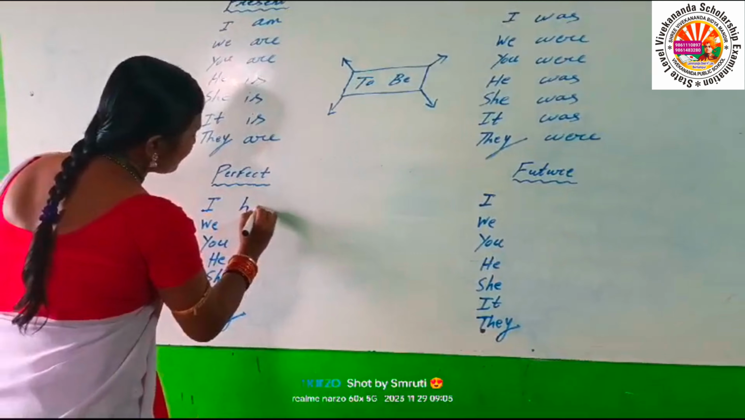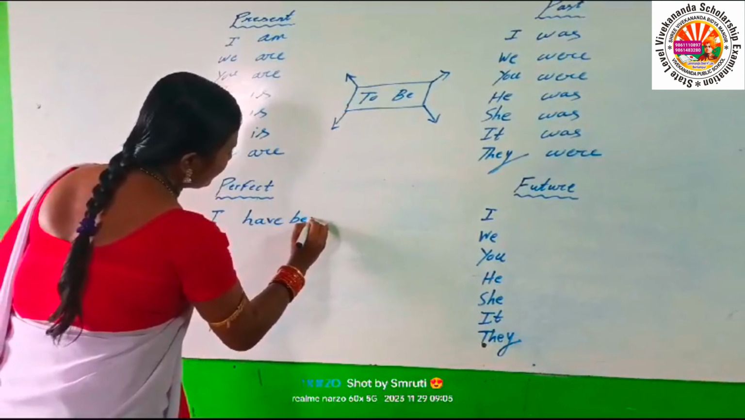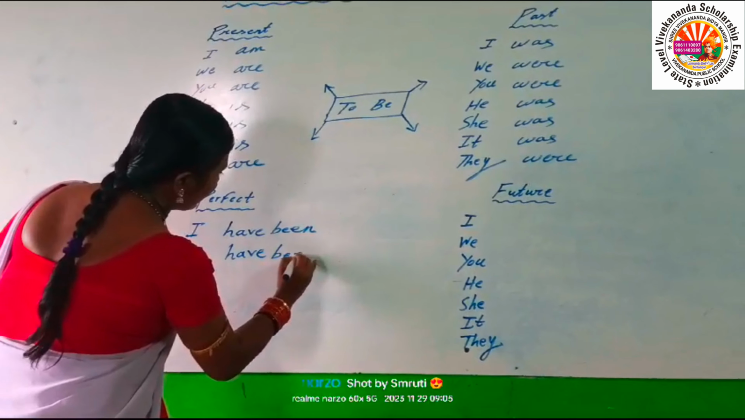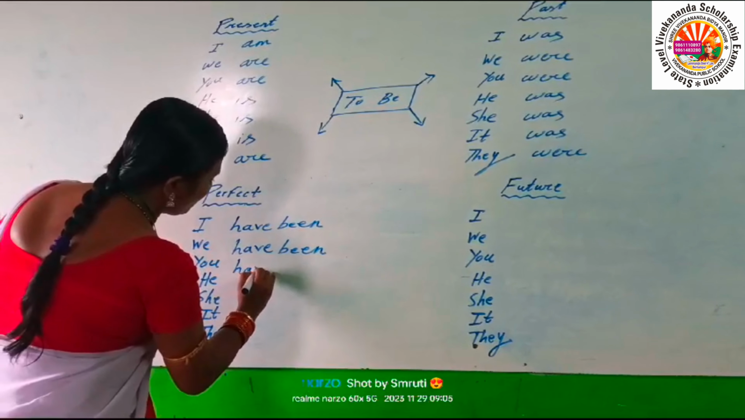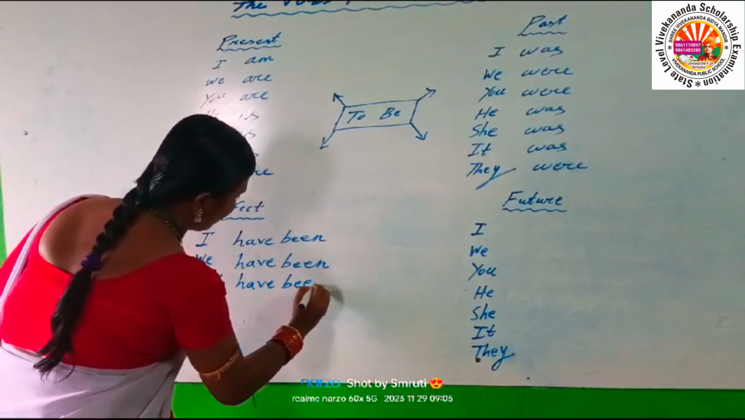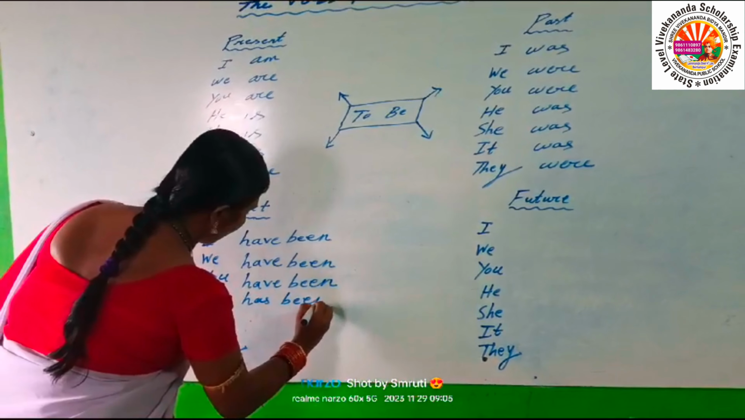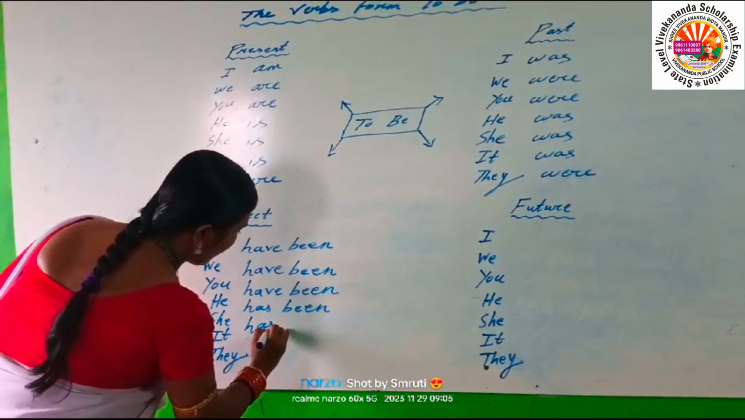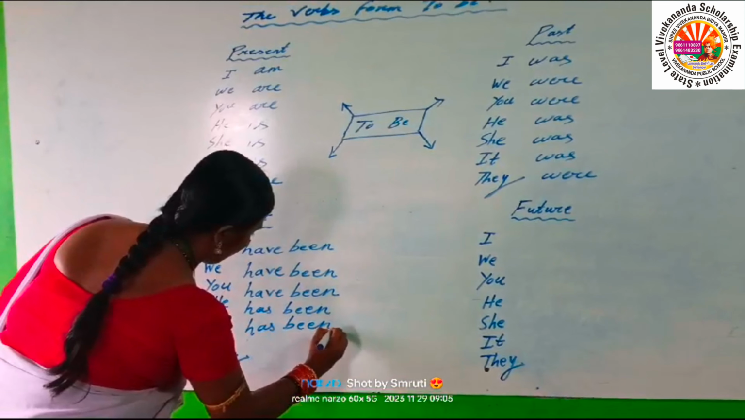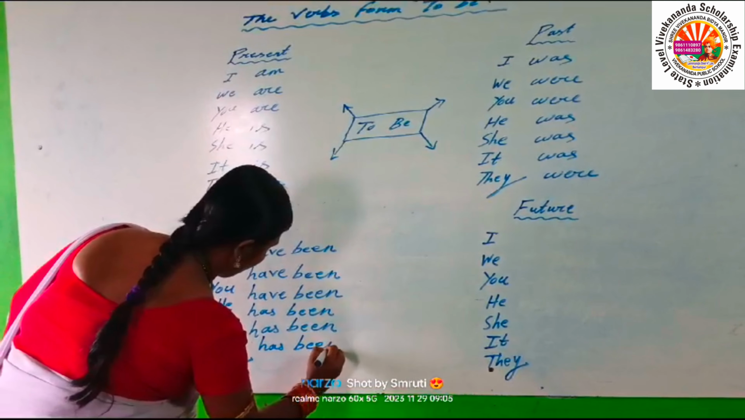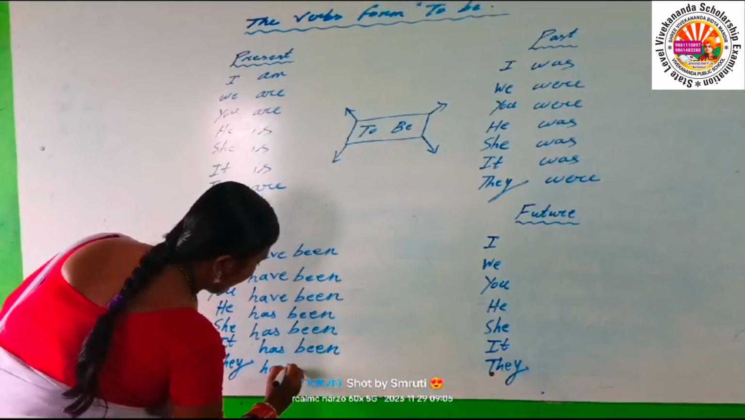To be in the perfect tense: I have been. We have been. You have been. He has been. She has been. It has been. They have been.